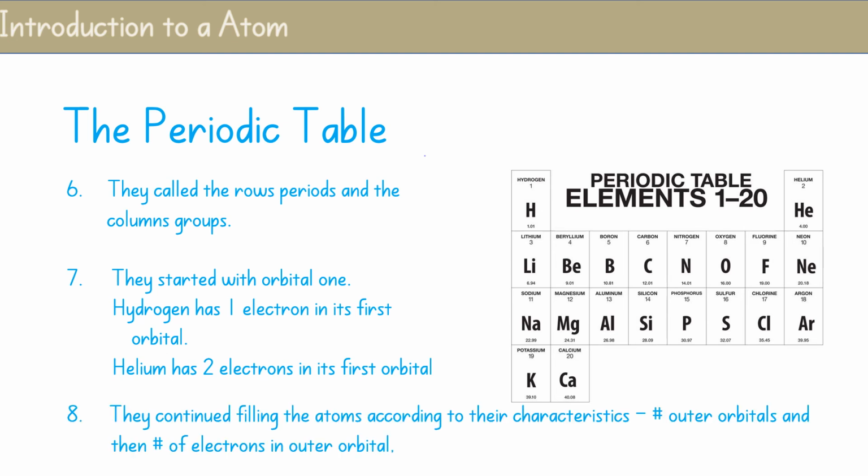They continued filling the atoms according to their characteristics, the number of outer orbitals, and then the number of electrons in the outer orbital. So we have 4 periods, which mean 4 concentric orbitals, and we have groups, which have the same number of electrons in their outside orbital, or what we call the valence shell.